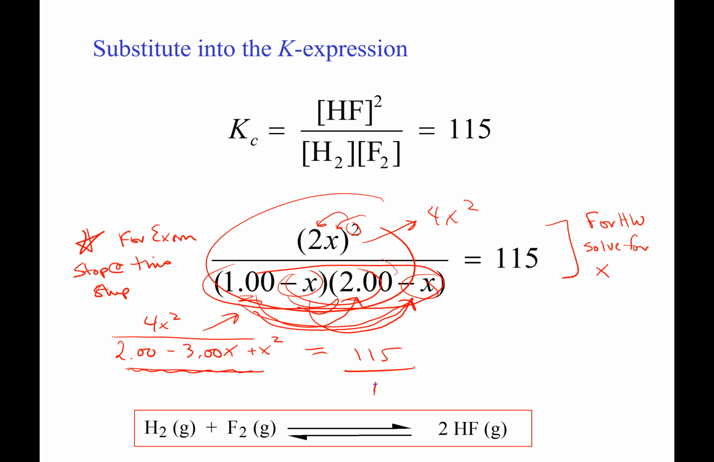Now, I usually think of 115 over 1. I know this is really ugly, I'm sorry. So I have this quantity equal to this quantity. To flatten it out, what I usually do is call it cross multiply. I'm going to take 115 times the stuff in the denominator is equal to 4x squared times my 1. So I'm flattening it out. What I just said is 115 times my 2.00 minus 3.00x plus x squared is equal to 4x squared.